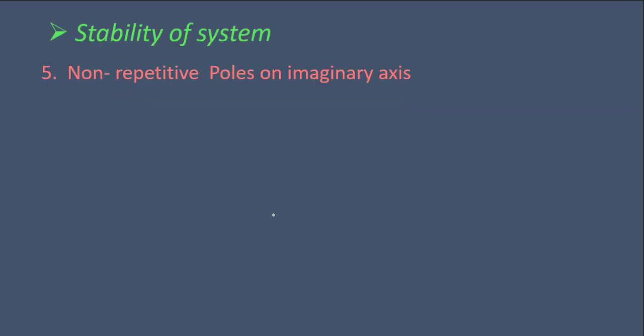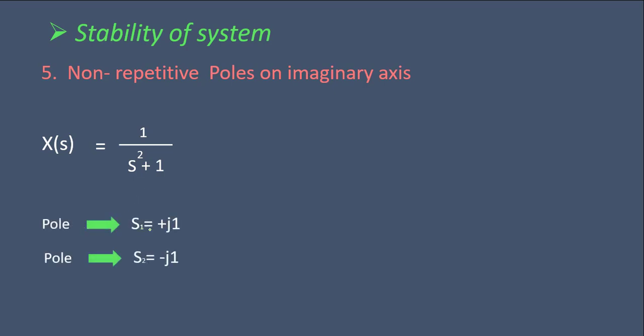So now let us go to the complex part, which is the fifth point. We have non-repetitive poles on the imaginary axis. For example, you can take the Laplace transform X(s) is 1 upon s square plus 1. If you substitute the denominator to 0, you will get two poles. The first pole will be s1 equals plus j1, and the second pole s2 will be at minus j1.